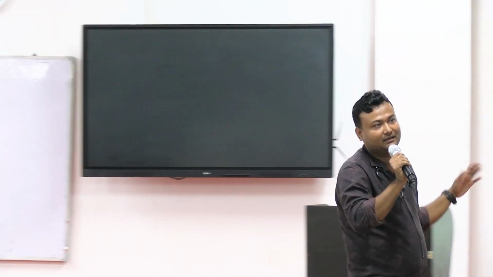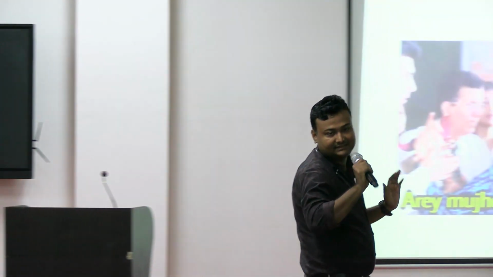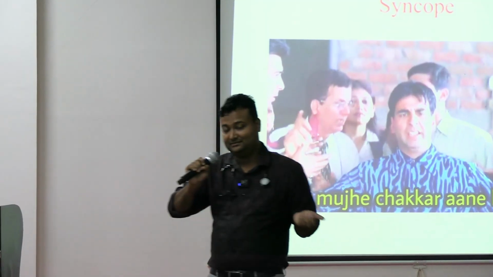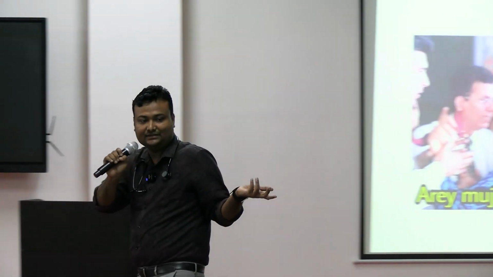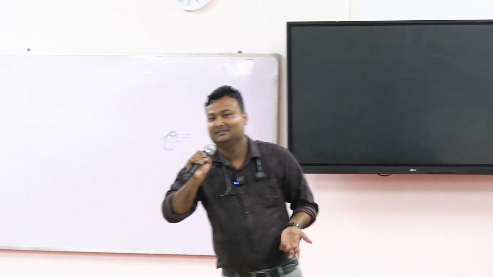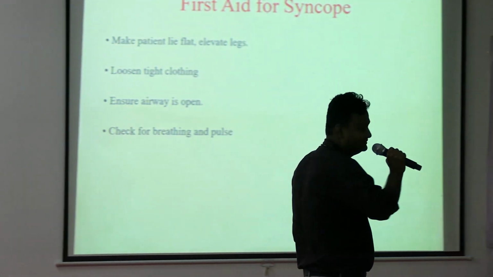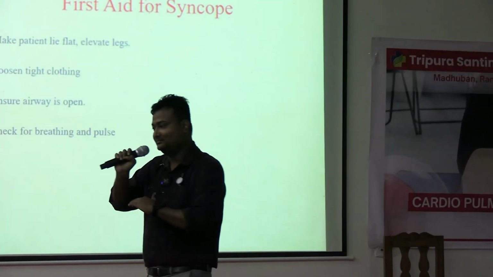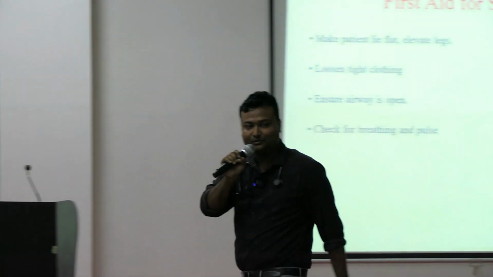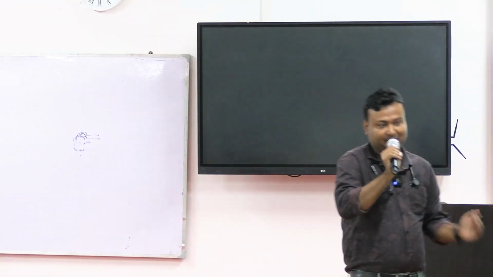So chakkar, giddiness, dizziness, any blurring of vision, sweating, severe sweating, I think you have already gone through this. Somebody collapses, somebody syncopes. So okay, the first step in syncope is to lie down the patient in a supine position. After that you have to raise the leg of the patient.